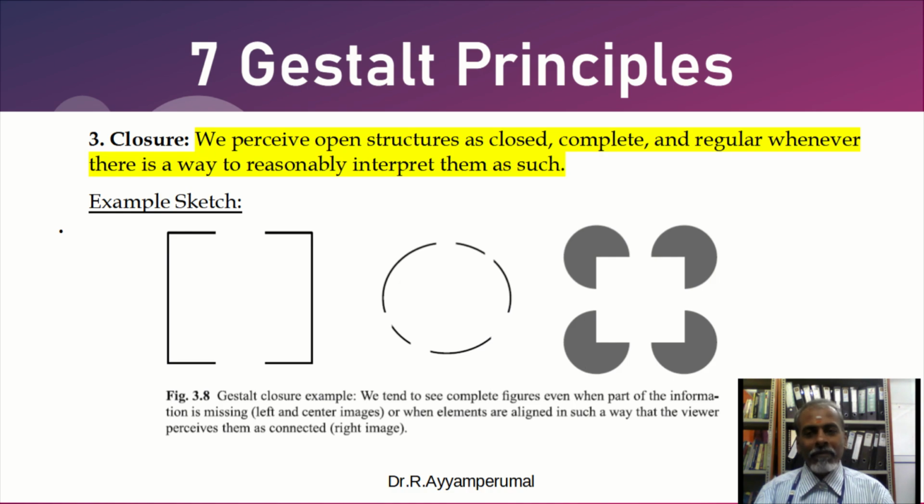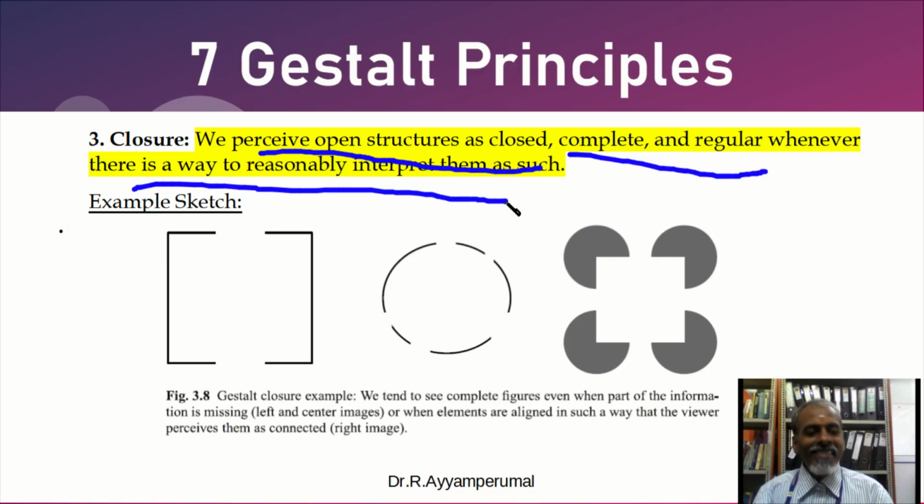Closure. We perceive open structures as closed. That happens. Complete and regular. We think it is complete and regular, whenever there is a way to reasonably interpret them as such. Sometimes we think this is a square, but there may also be a square here. Can also happen. You might ask, why not there be a circle, sir?